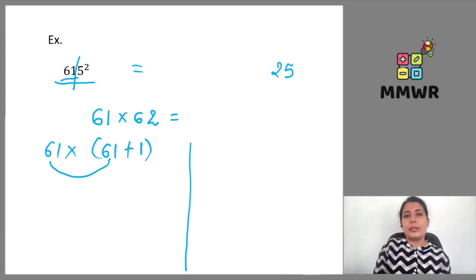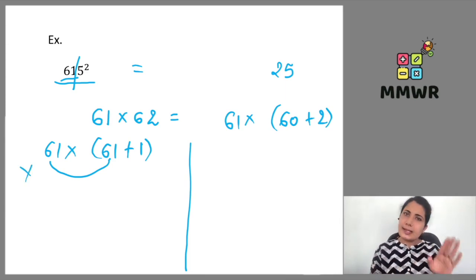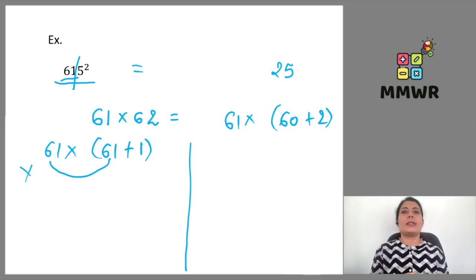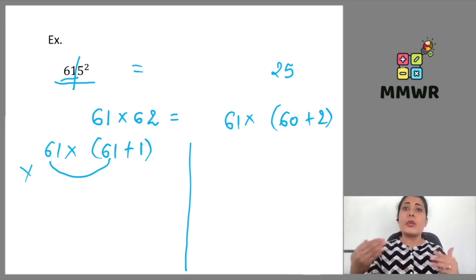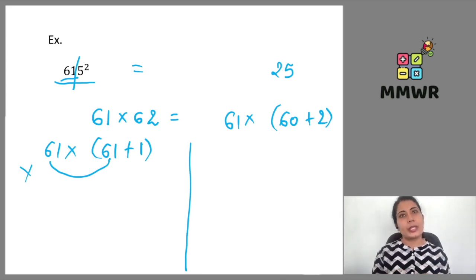But the smarter breaking will be 61 multiplied with 60 plus 2. The other one should not be the suggested one. I'm not saying this can't be done, this can also be done. But we are just trying to save the calculation time. We just want to increase our speed. So we have to think smartly. So let's simplify this, 61 multiplied with 60.